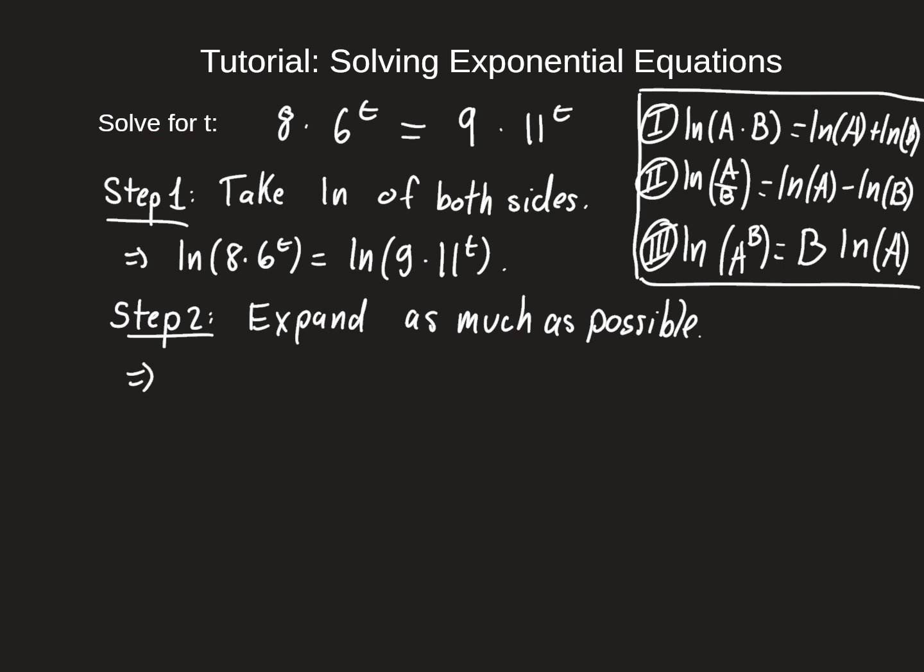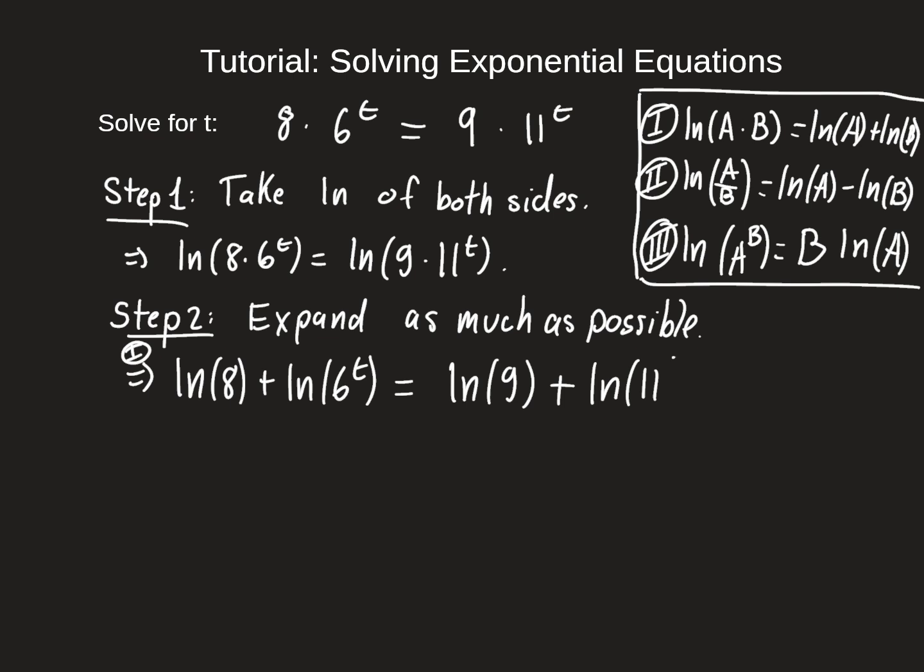So what do we get? In this case, from law number 1, ln of 8 times 6 to the power t will become ln of 8 plus ln of 6 to the power t. And ln of 9 times 11 to the power t will become ln of 9 plus ln of 11 to the power t. Okay, so we've expanded this once now.